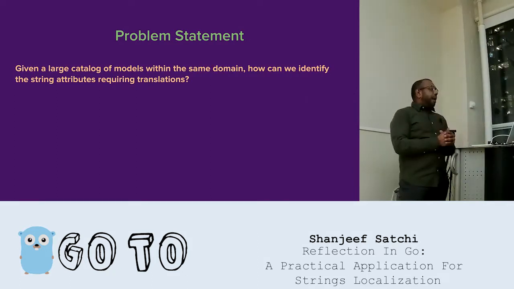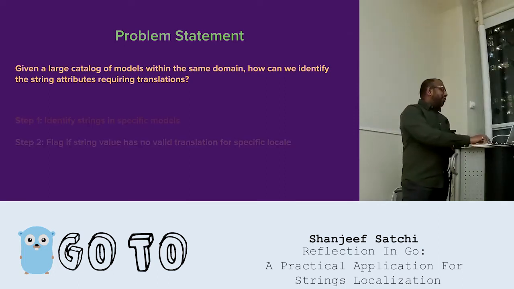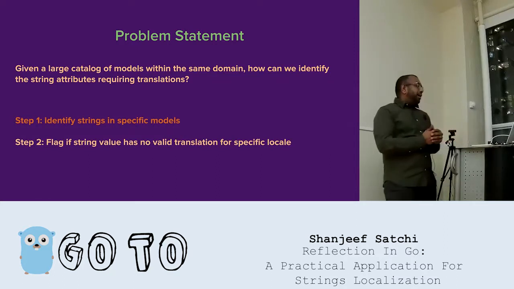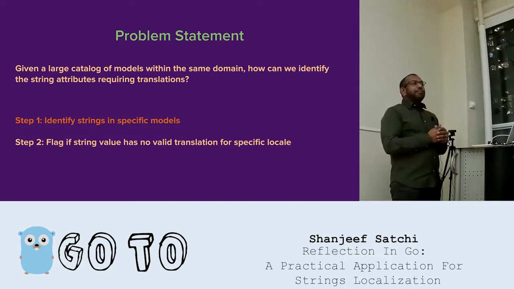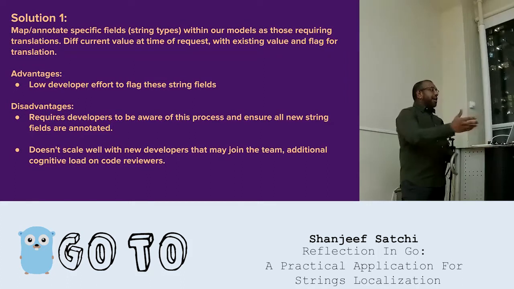So again, this is the problem statement. Given a large catalog of models within the same domain, how can we identify the string attributes? I'm mixing identifying strings with this localization pipeline, but this is really just step one. Of course, there's way more complexity here. So the first step is to identify the strings, and that's what this talk is focused on.